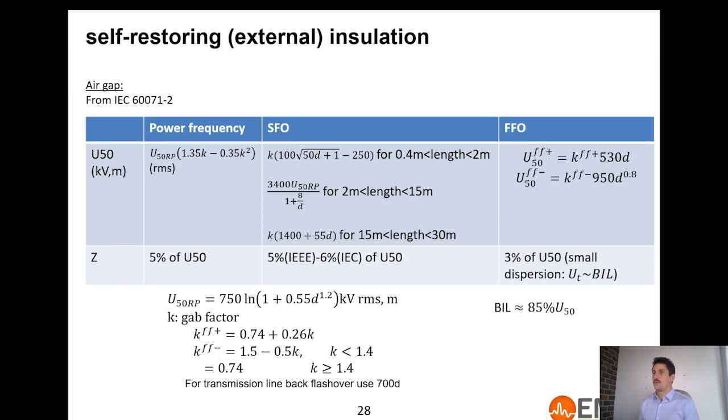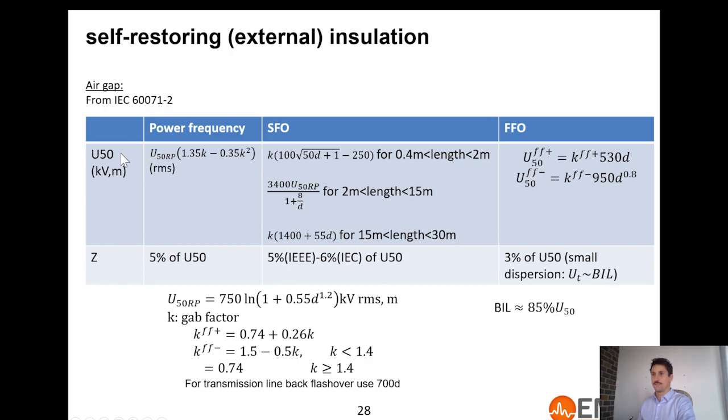All right, so now for gaps. So when you have two conductors and a gap in between, for example, a conductor close to a tower or a conductor going through a tower, how do you determine those characteristics? Well, everything is written there.